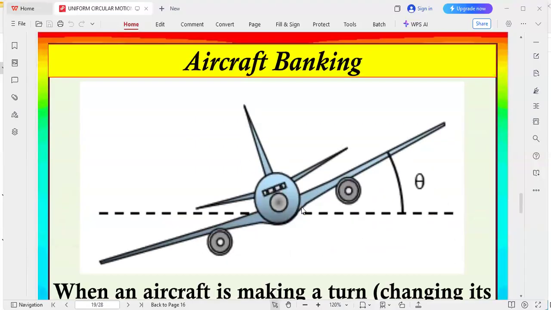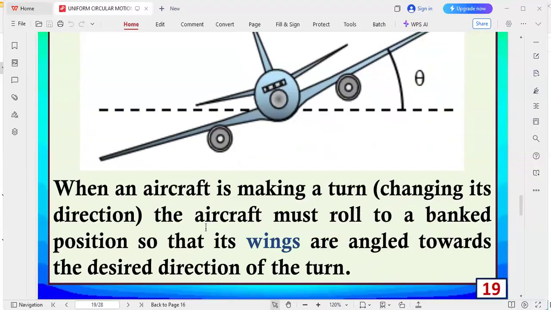Now, another practical example is aircraft banking. This is a case where for a plane to turn, to change direction, it must be inclined. So when an aircraft is making a turn, it must roll to a banked position so that its wings are angled towards the desired direction. It does not just change direction in a horizontal position. And again the speed of the plane equals the root of rg tan theta.